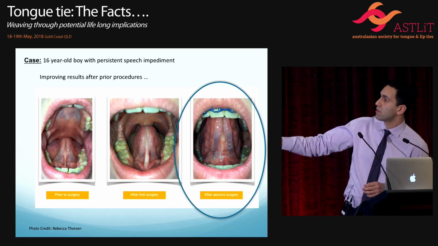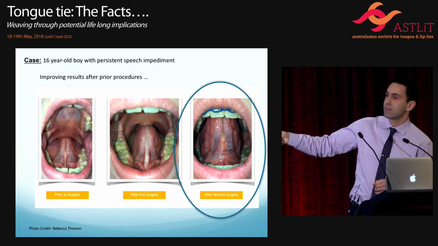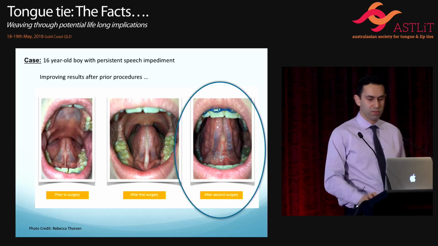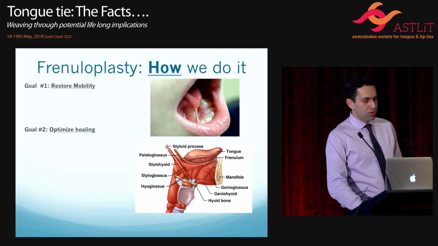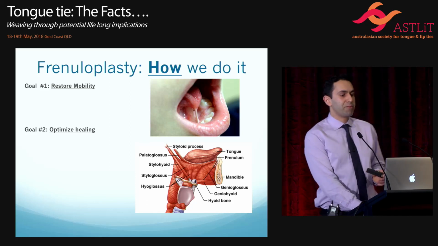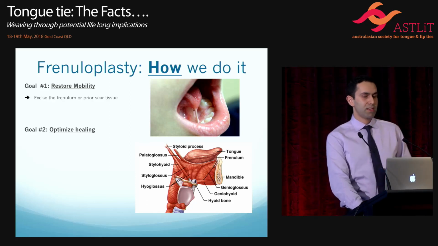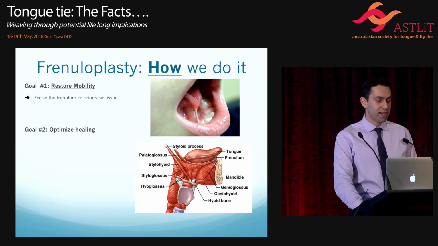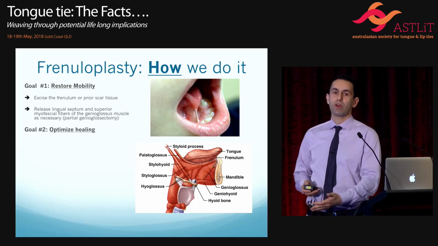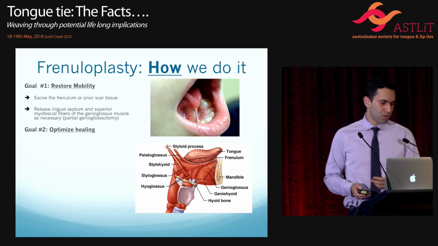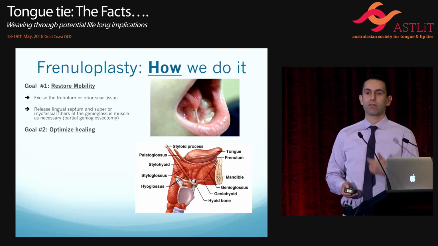But here was this patient after the first procedure. We excised the scar and were able to optimize his wound healing. So how do we do it? The first goal is to restore mobility, and the second is to optimize wound healing. To restore mobility, in our practice, we excise the frenulum or prior scar tissue, and we do a release of the mucosal lingual frenulum up into the median lingual septum.